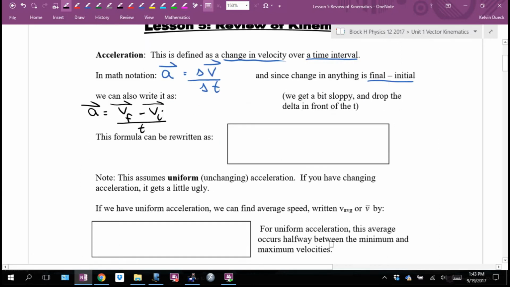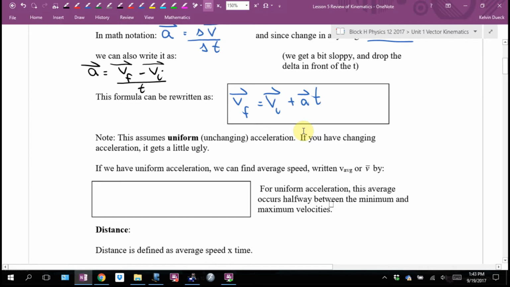However, if I take the time to get the VF by itself, if I times the T over and plus the VI over, we got this one from last year, which we flogged to death. VF equals VI plus AT. Little note here, Sarah, this assumes a uniform or unchanging acceleration or an average acceleration. If we have a changing acceleration, you really need calculus at that point, otherwise the math gets a little ugly. We'll talk about situations where you would have a changing acceleration later on this year.